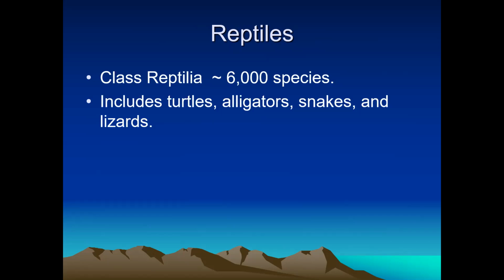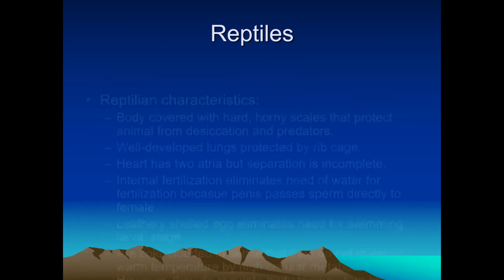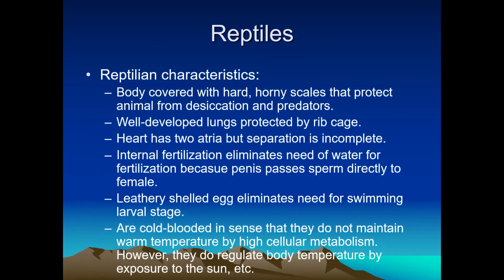Class Reptilia. Turtles, alligators, snakes, and lizards are in this group. Here are all the reptilian characteristics. You can read those. What would be on the test to point out to you here? Well, sometimes I will focus in on some stuff about the heart. Two atria. It's kind of where we start to see a heart with chambers, the beginning of chambers.